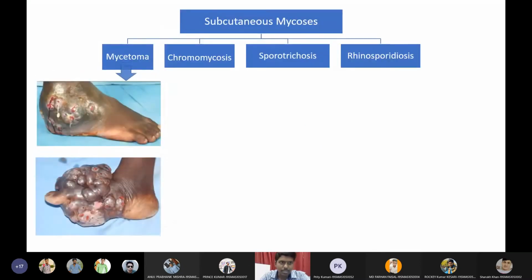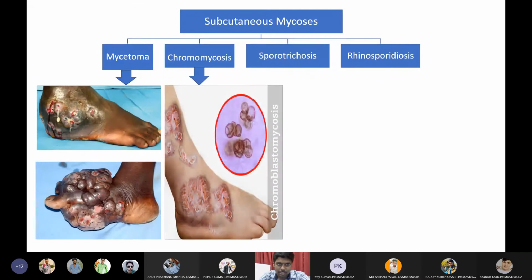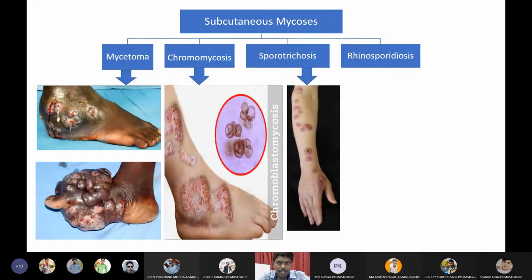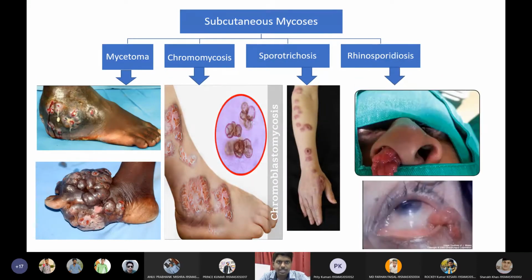So in the subcutaneous mycosis, we have 4 diseases. One is mycetoma. Second one is chromomycosis. Third one is sporotrichosis. And fourth one is rhinosporidiosis. So these are the 4 subcutaneous mycoses we have. What are those? Mycetoma, chromomycosis, sporotrichosis, and rhinosporidiosis. In the last lecture, we discussed in detail about mycetoma. Anyway, I will do a quick revision on mycetoma, then we can move forward.